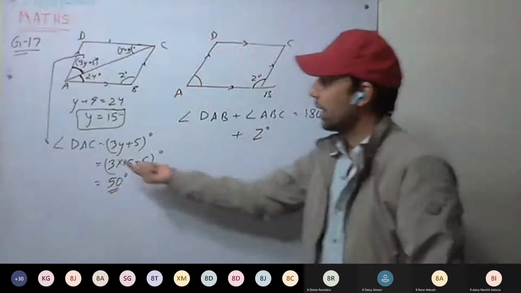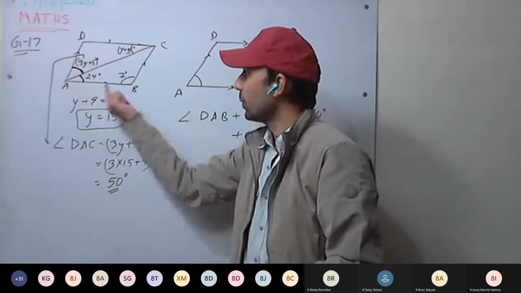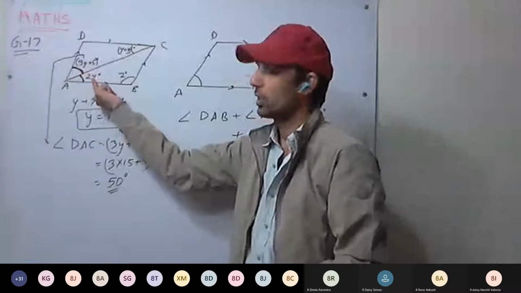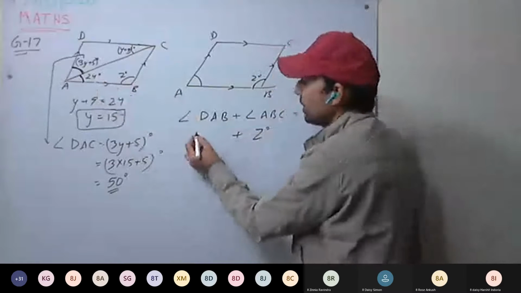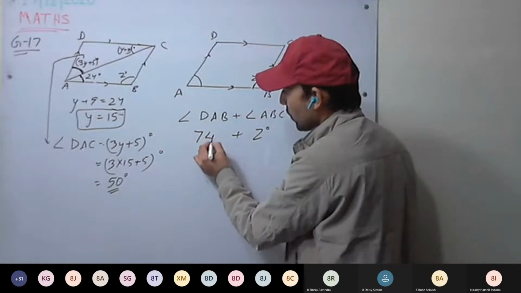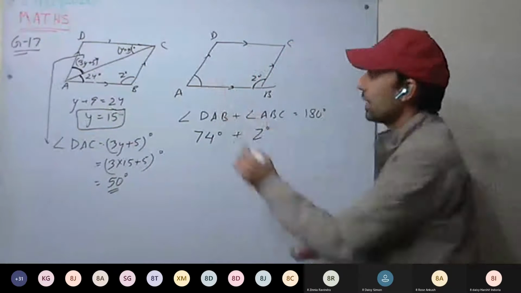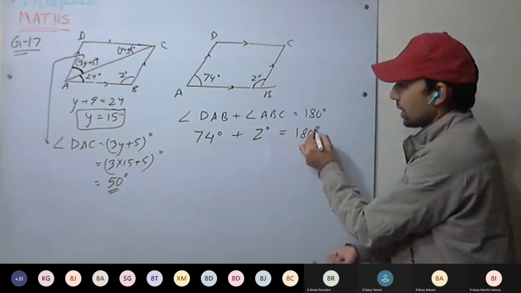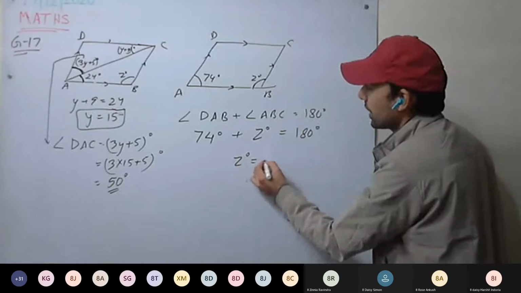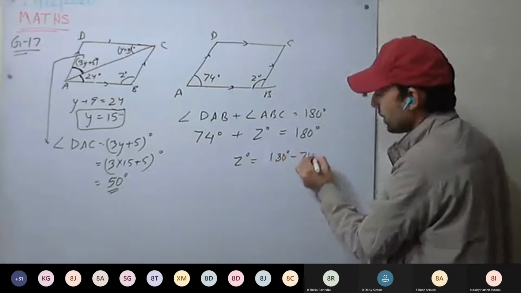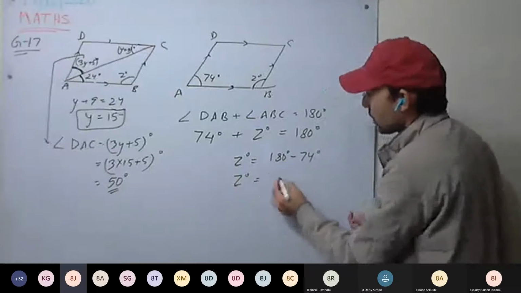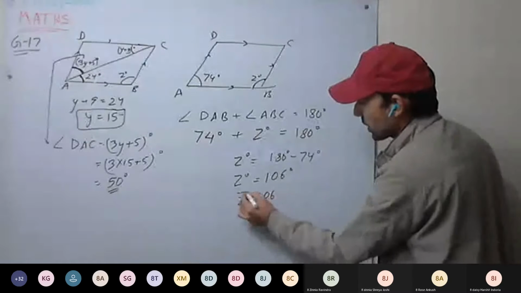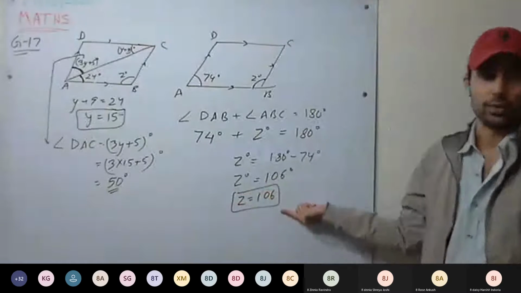Angle DAC we have calculated. So angle DAB will be angle DAC plus angle CAB, that is 50 plus 24 degree, 74 degree. So we have calculated this angle is 74 degree. Now can we calculate Z? 180 degree, so Z degree will be 180 degree minus 74 degree, 106 degree. Z equal to 106.